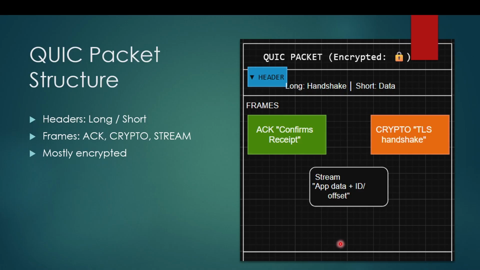Each stream frame has a stream ID and offset to manage data order. There are also frames like ping to test connectivity and new token for faster reconnections. Most of the data is completely encrypted, except for minimal fields like the connection ID, which ensures robust security. All of this I will go into more detail in the Wireshark analysis.